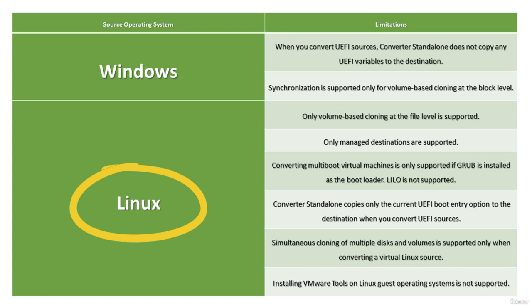With Linux, only volume-based cloning at the file level is supported. Of course, only managed destinations are supported. Converting multi-boot virtual machines is only supported if Grub is installed as the bootloader. Lilo is not supported. Converter Standalone copies only the current UEFI boot entry option to the destination when you convert UEFI sources. Make sense? Now, simultaneous cloning of multiple disks and volumes is supported only when converting a virtual Linux source. And then installing VMware Tools on Linux guest operating systems, guess what? Not supported. All right?